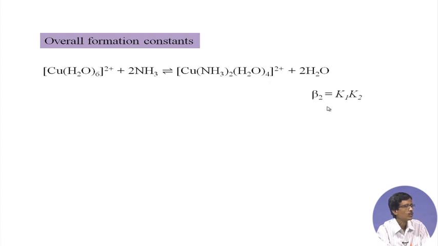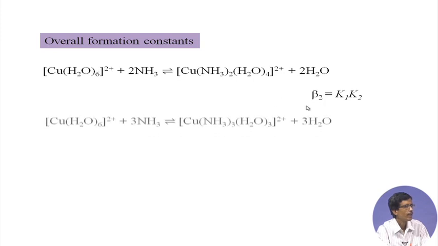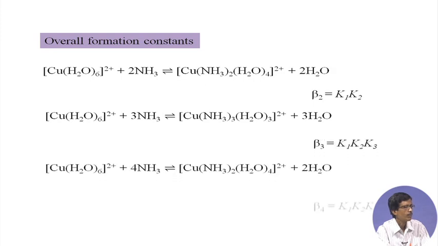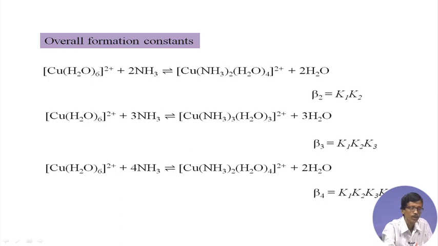For this particular beta 2, the formation of two of them, then if we have three of them, you have the beta 3, then you can have the fourth one. When four of them can be there, that means K1, K2, K3 and K4, the product of all these four individual stability constants, K1 multiplied by K2 multiplied by K3 and K4, will give you a constant designated as the overall fourth step, beta 4, of this particular molecule.